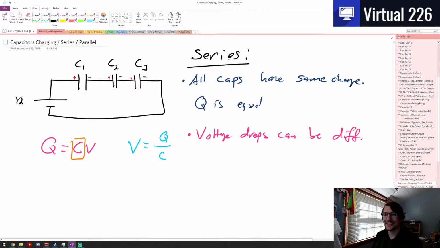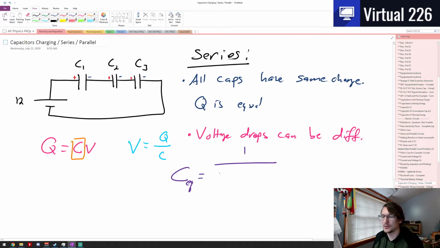Now, in terms of adding these capacitors together to get one capacitor, like one mega capacitor, when capacitors are in series, they act similar to resistors in parallel. And what I mean by that is that when capacitors are in series, we actually find the equivalent capacitance of a circuit by taking 1 over each individual capacitor. So this is what we did for resistors when they were in parallel. We treat capacitors in series like parallel resistors, okay?